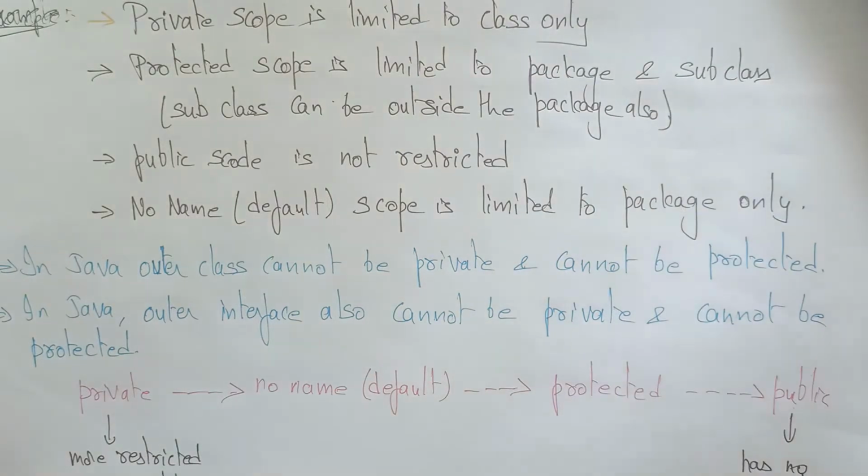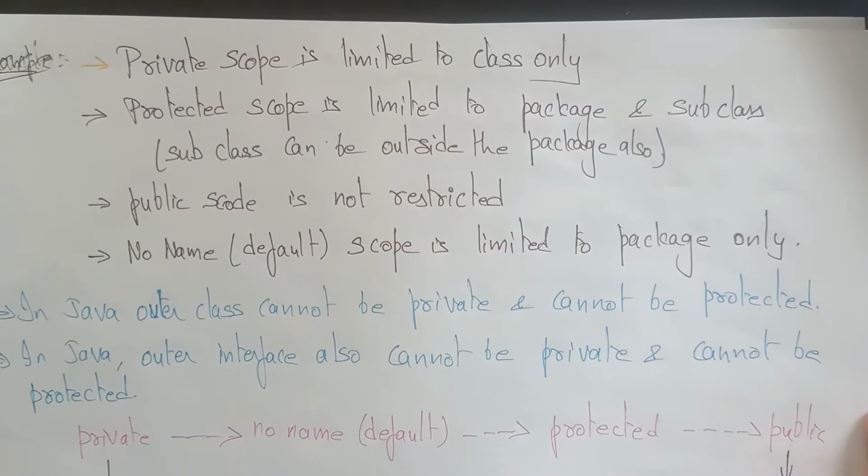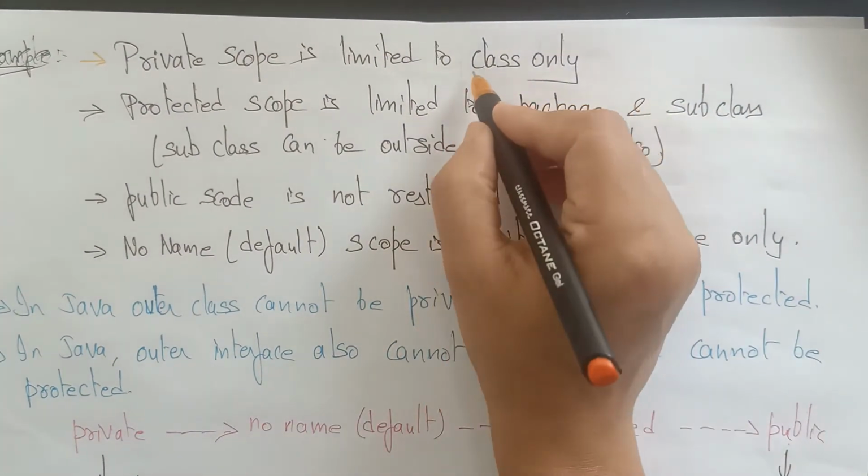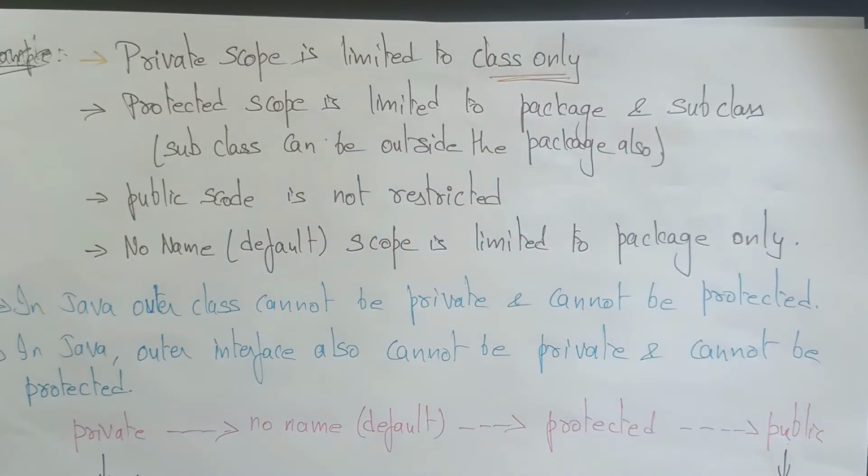Let's see private. If you declare something as private, its scope is limited to the class only. If I declare anything as private, that is mine only. My passwords, my usernames, whatever secret content I have, I'll declare as private, so that it can be accessed by me only. It's the class only, private.